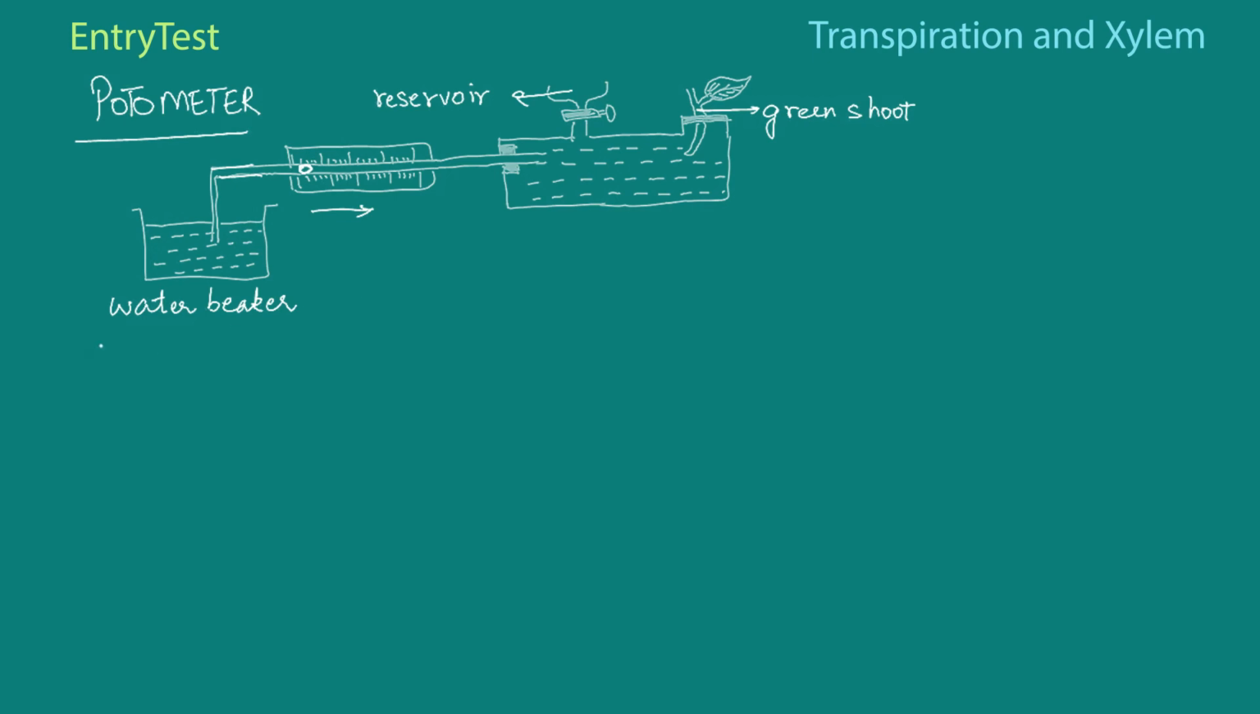Now the next important thing that you need to know is how does water actually go through the way of xylem. So for that we need to know what is the structure of the xylem vascular tissue. So that is the next topic, the structure of xylem.